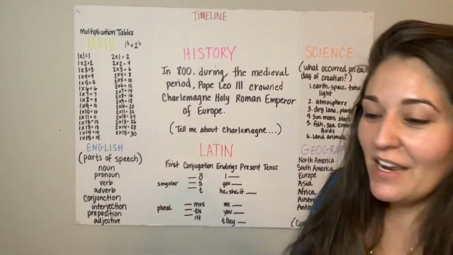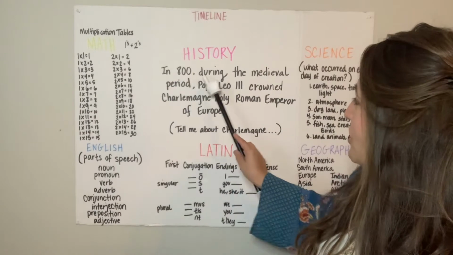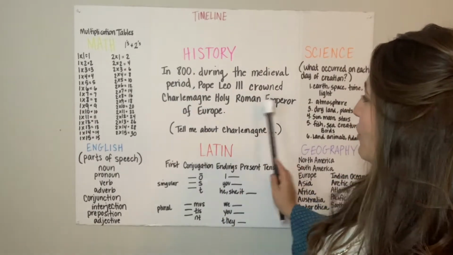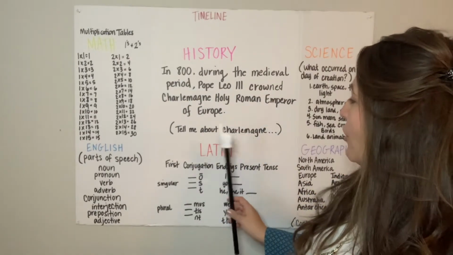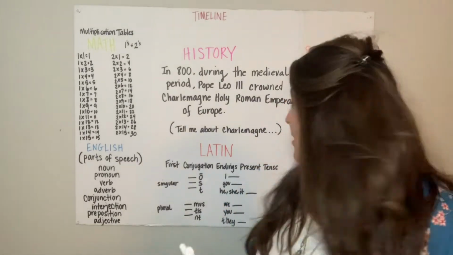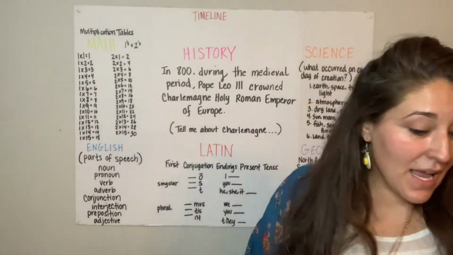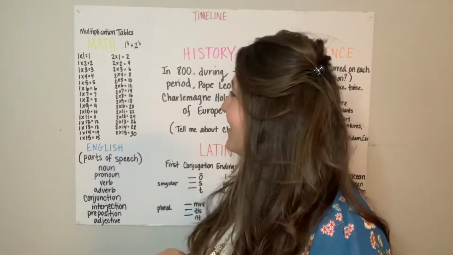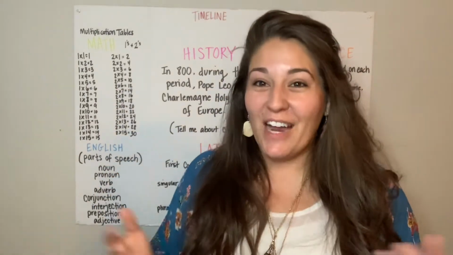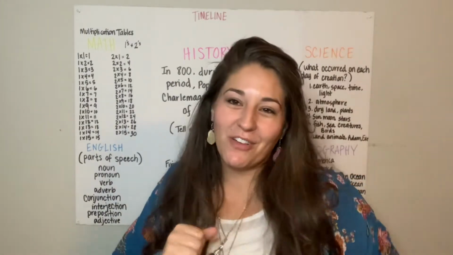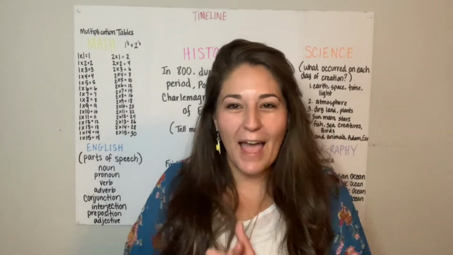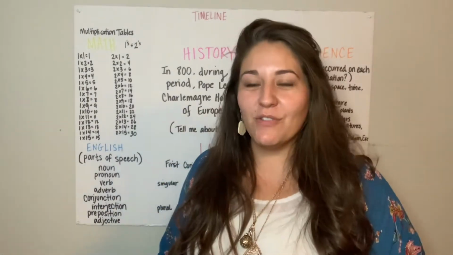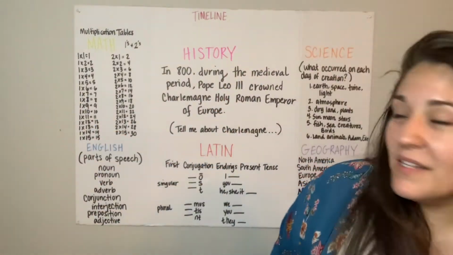That was history. In 800, during the medieval period, Pope Leo III crowned Charlemagne, Holy Roman Emperor of Europe. And that was Tell Me About Charlemagne. And so we moved on to our multiplication tables, and this one is a lot of fun. We actually ended up stomping around the classroom and marching and clapping and jumping. So let's do that. We're gonna count our ones.